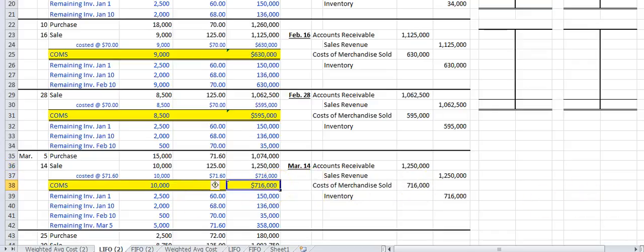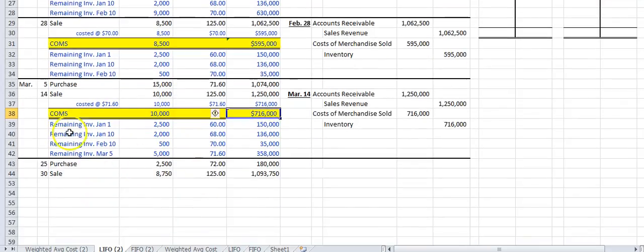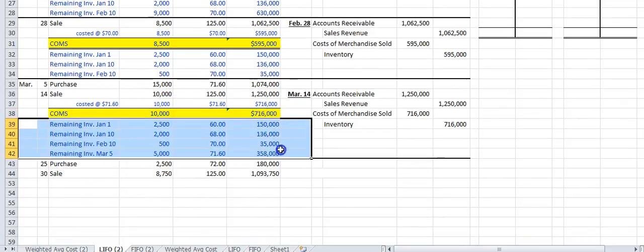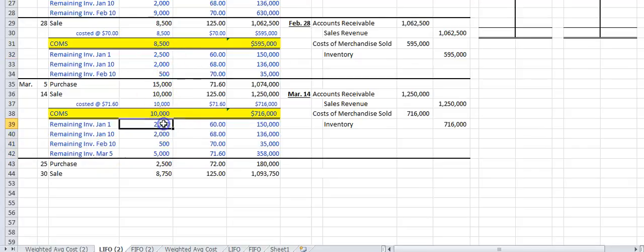And then let's scroll down. We create our layers of inventory so that we can be ready to answer the next sale, right? And this 2,500 was intact, so it's there just the same. January 10th layer of 2,000 was intact. February 10th layer of 500 was intact. And of the purchase that we did on March 5, we used 10,000, right? So we have 5,000 left at 71.60. And that's used to satisfy our final sale here.